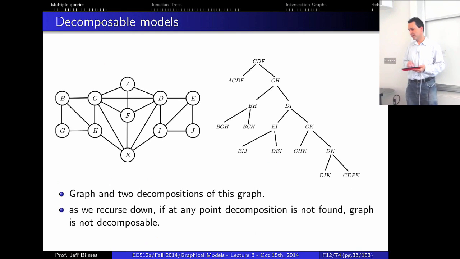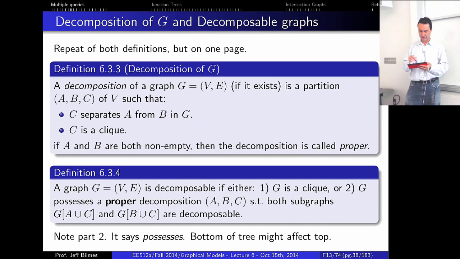So here's an example of one decomposition. We need to find a decomposition, right? Let's look at the definition again. So here's the definition, by the way, on one page. We need to find a decomposition, which is a partition, such that C separates A from B and C is a clique. And then for it to be decomposable, the base case has to be that it's a clique, or there's a proper decomposition where both left and right subtree is decomposable.